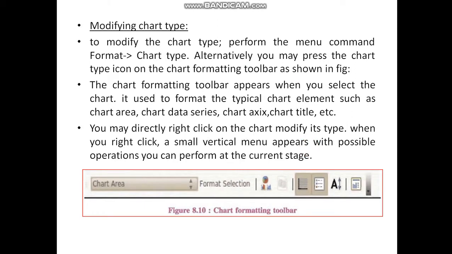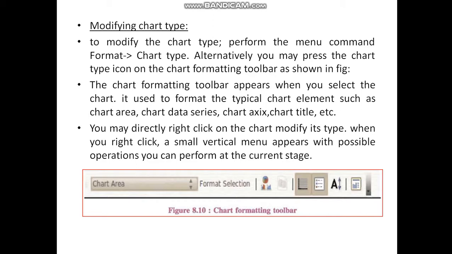Modify chart type. To modify the chart type, perform the menu command Format and then Chart Type. First of all, go to Format and then go to Chart Type. Alternatively, you may press the chart type icon on the chart formatting toolbar as shown in the figure. You can see the symbol above the figure. First is the chart symbol, so you can click on that chart symbol. Otherwise, click on Format and Chart Type.